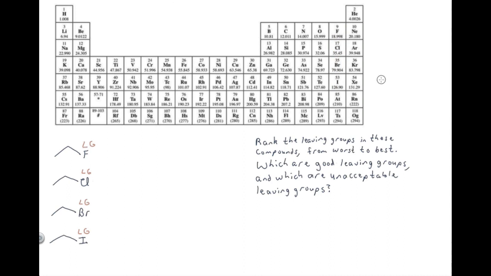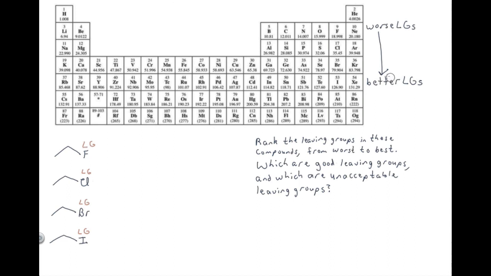Do you know what the answer is? Do you know how to rank elements in the same column of the periodic table as leaving groups? Well, here's the answer. Leaving group ability generally improves as we move down the periodic table. Elements that are higher in the periodic table are generally worse leaving groups, and elements that are lower in the periodic table are generally better leaving groups.